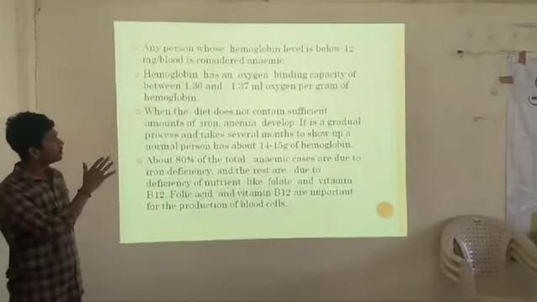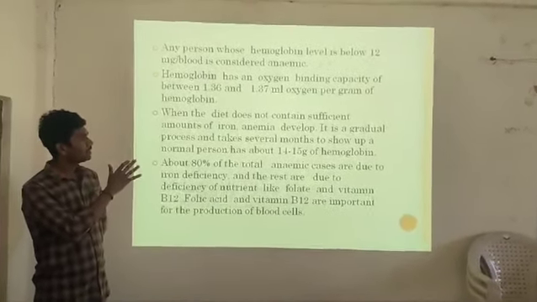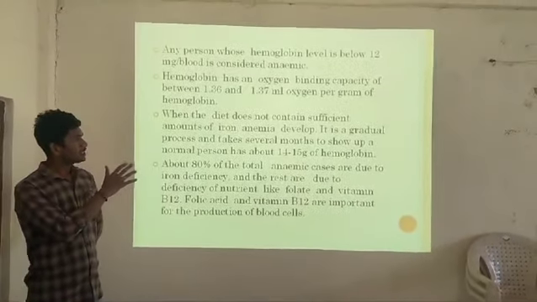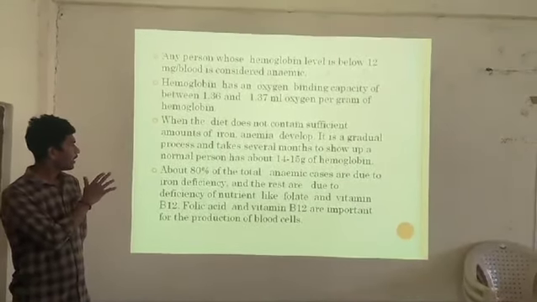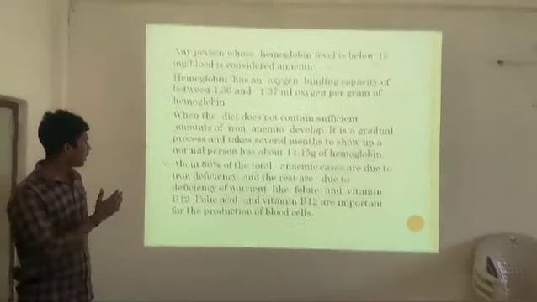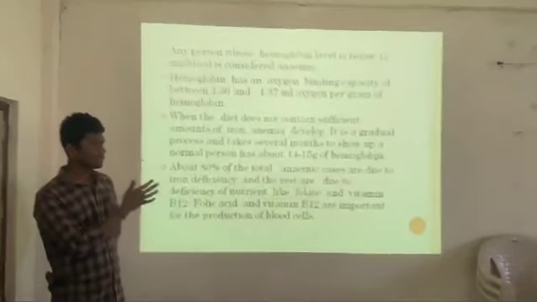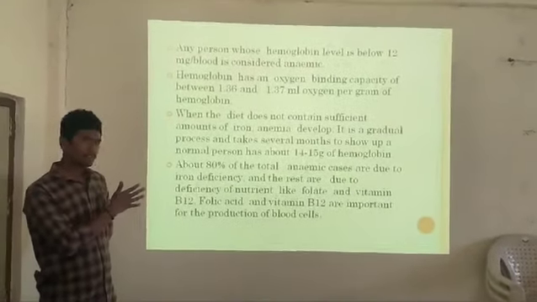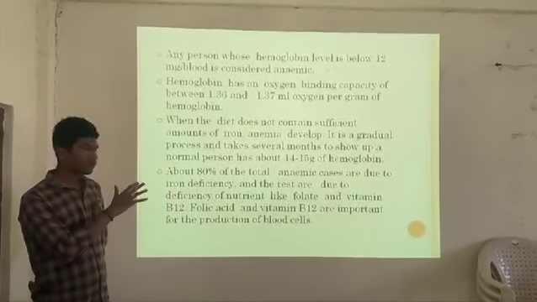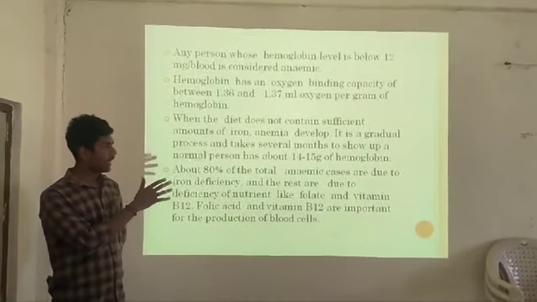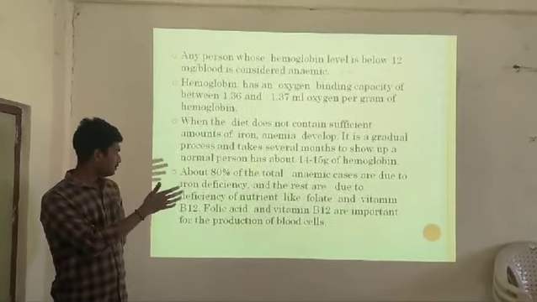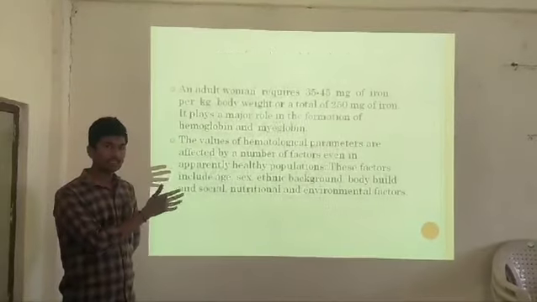When the diet does not contain sufficient amounts of iron, anemia develops. It is a gradual process and takes several months to show up. A normal person has about 14 to 15 grams of hemoglobin. About 80% of the total anemic cases are due to iron deficiency, and the rest are due to deficiency of nutrients like folate and vitamin B12. Folic acid and vitamin B12 are important for the production of blood cells.